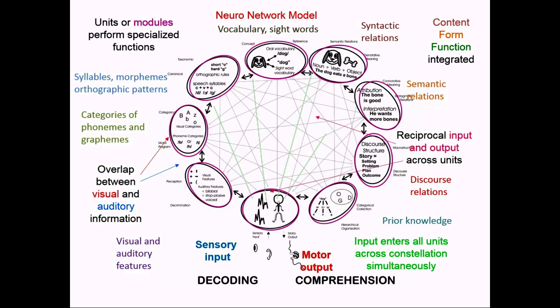Motor output is the opposite action of the sensory input. So the motor output is actually speaking what you say or what you are reading out loud. Or in the case of writing, it would be a writing system, which would be your motor output. So you have to have some way of displaying physically what it is that you're interpreting and comprehending.